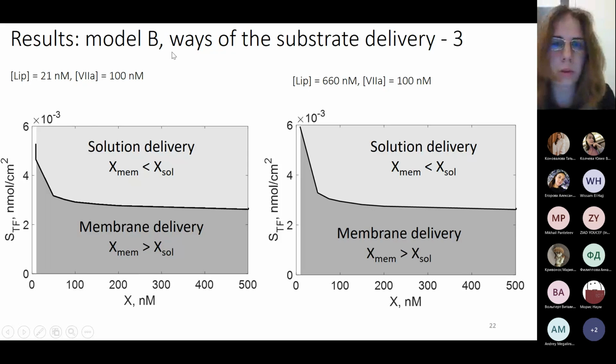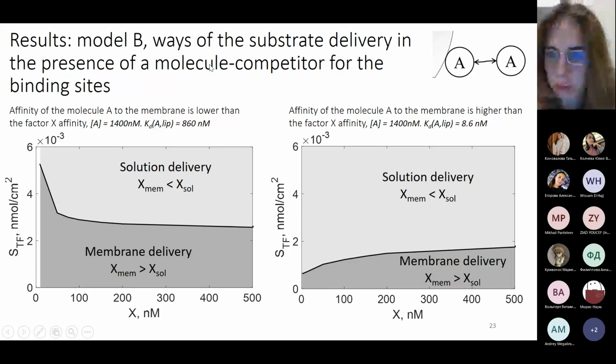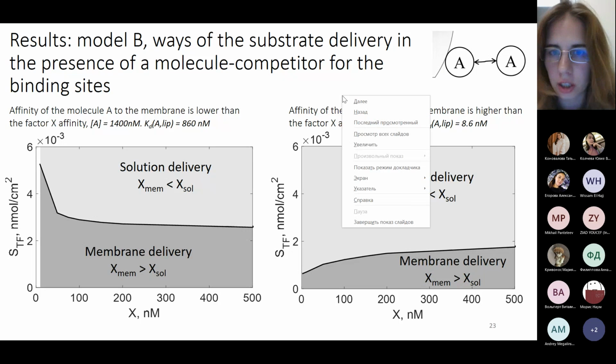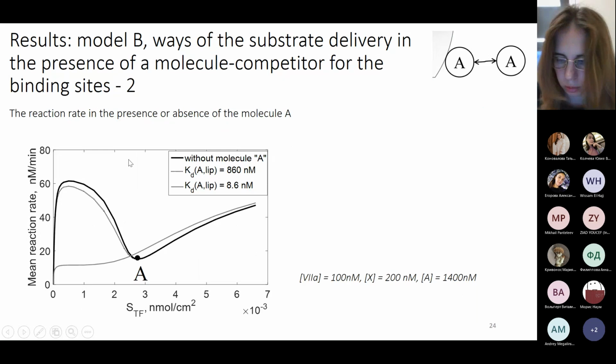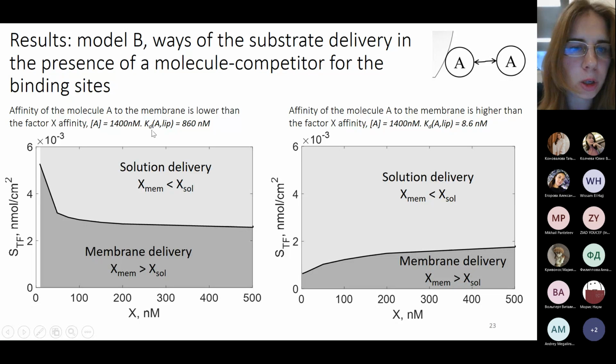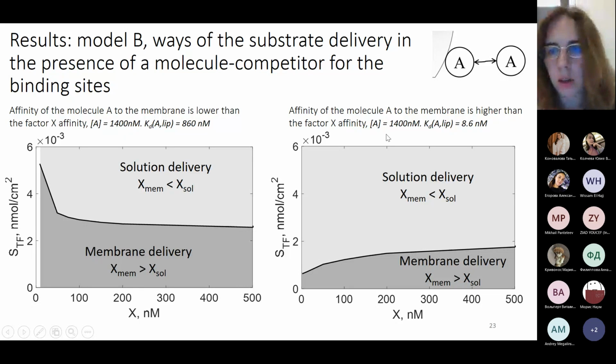So our next step was to analyze the substrate delivery pathway in the presence of a molecule competitor for the binding sites. It is molecule A, which can bind to the binding sites on the membrane but can't interact with the tenase complex. When we compare this, we found out that for low molecule A affinity for the membrane, lower than the affinity of factor 10, these ways of substrate delivery are almost unchanged for quite high concentrations of molecule A. And when its affinity is higher than the affinity of factor 10, we have substantially different results.